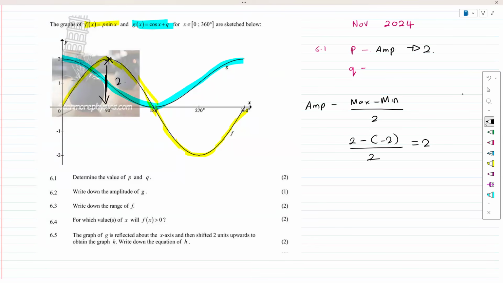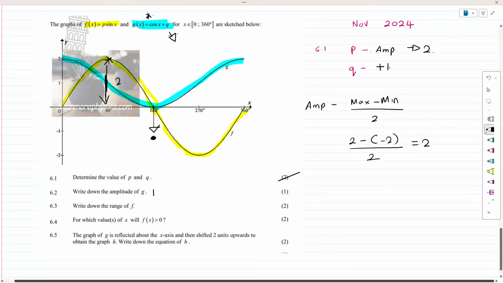What is the Q value? The shift of the graph. If you memorized your cos graph, a cos graph was supposed to have minus 1 at 180. If you put cos of 180 into the calculator, you're going to get minus 1. So this point here at 180, that's what I normally do, guys, to find the shift, was supposed to be here. So this shifted up by 1 unit. So Q is plus 1. And that's all there is to this graph. What is the amplitude of g? Very easy. The amplitude of g is 1, because the number in front of cos is 1. So that's all it is.